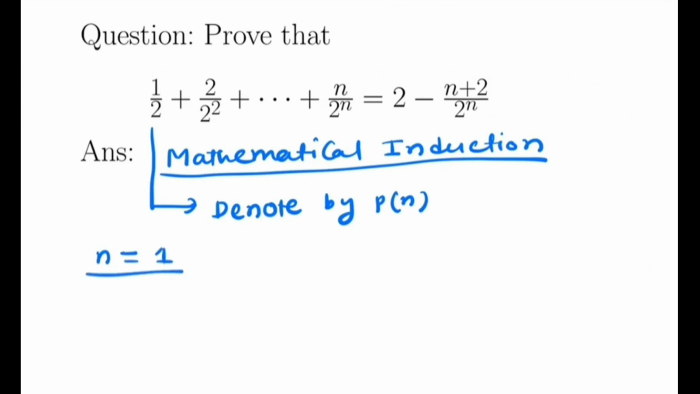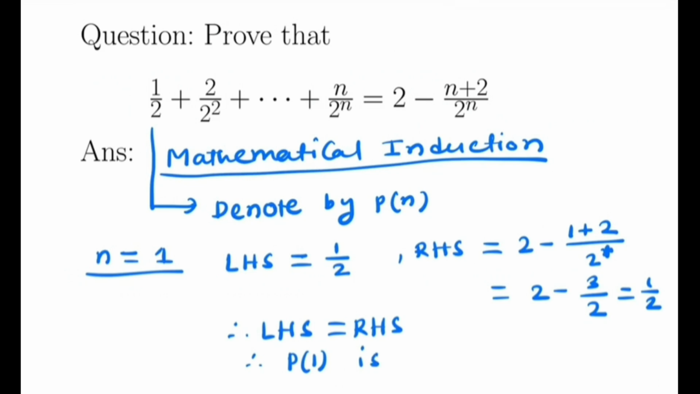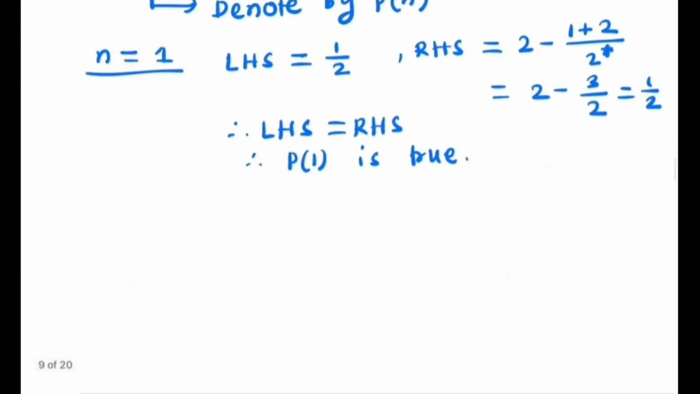So for n equal to 1, note that the LHS of the identity is just 1/2. And what is RHS? RHS is 2 minus (n+2)/2ⁿ, with n equal to 1, so 2 − 3/2, which is nothing but half. So we have LHS is same as RHS. So we can say that P(1) is true. Now assume that P(n) is true.